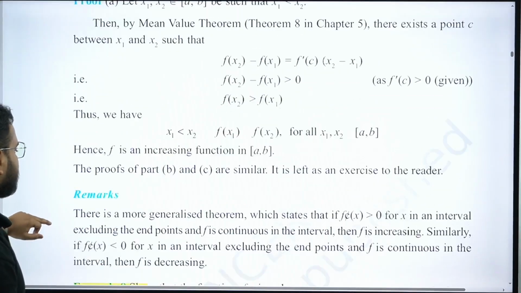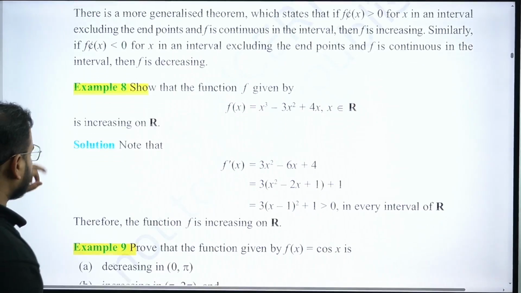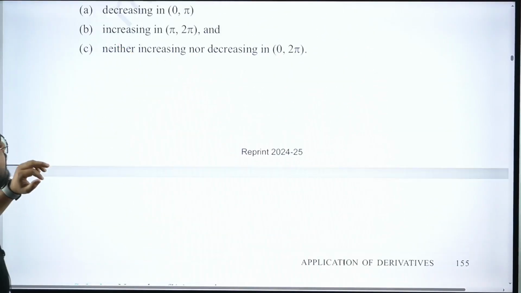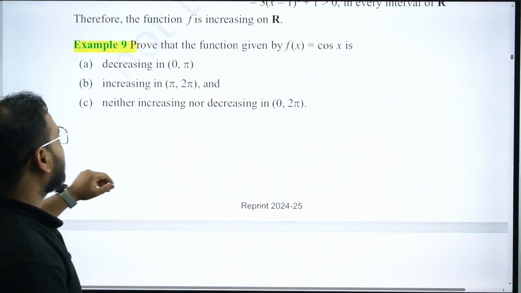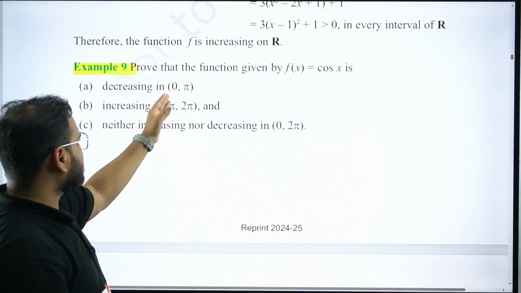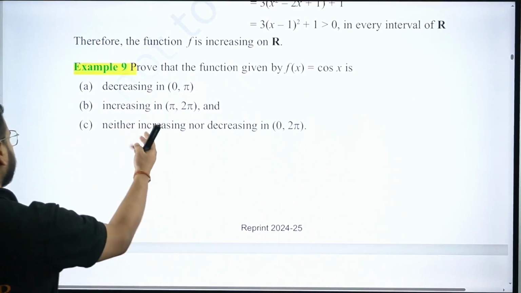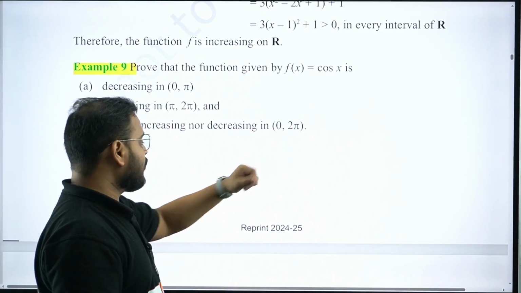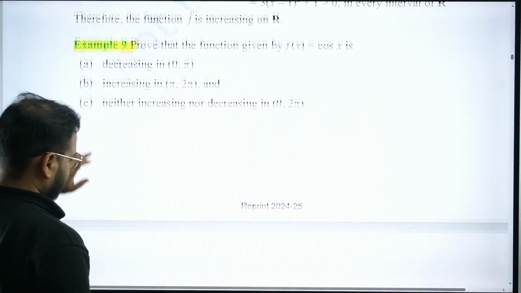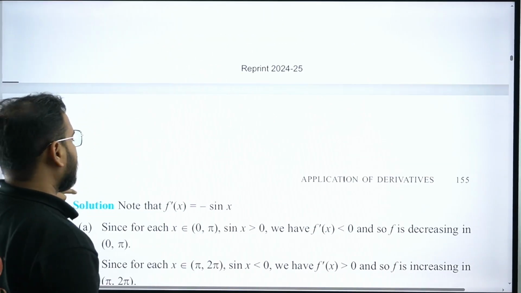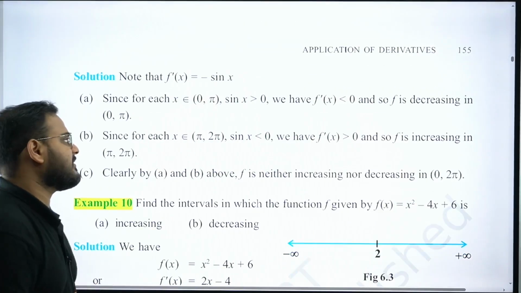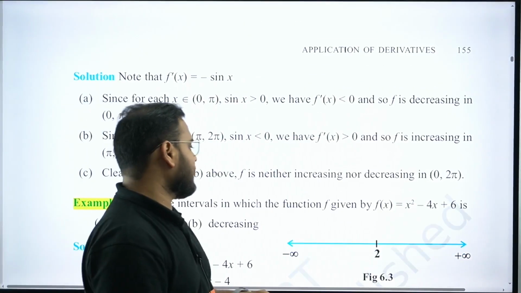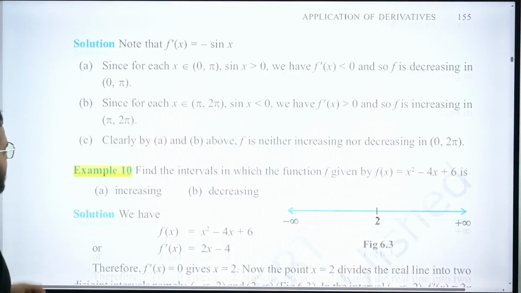Questions I have mentioned over here as well. Example number 8 you solve. Example number 9 you solve. Okay? Please solve these questions. They have given cos x, right? You have to prove the nature of that: 0 to pi is decreasing, increasing pi to 2 pi, and neither increasing nor decreasing in 0 to 2 pi. Okay, chaliye. So find the derivatives and get the result. Okay, example number 10, please solve it.